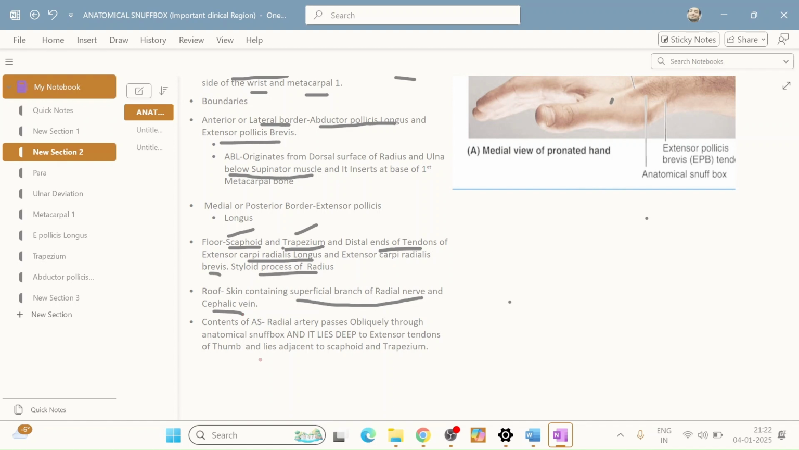Contents of the anatomical snuff box: radial artery. It contains the radial artery, which passes obliquely through the anatomical snuff box, and it lies deep to the extensor tendons of the thumb and lies adjacent to the scaphoid and trapezium.